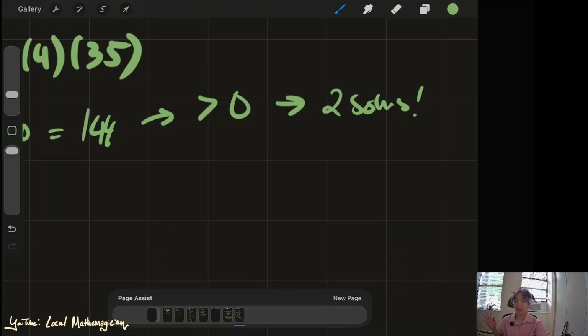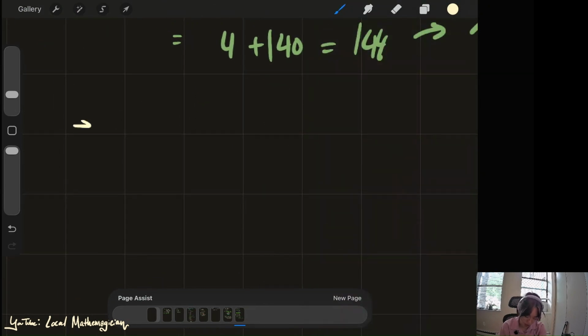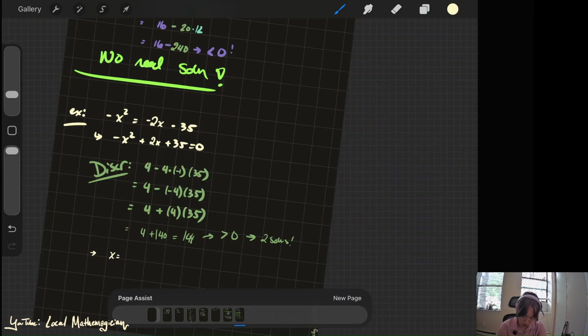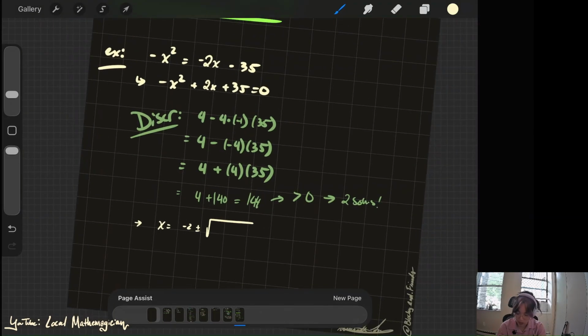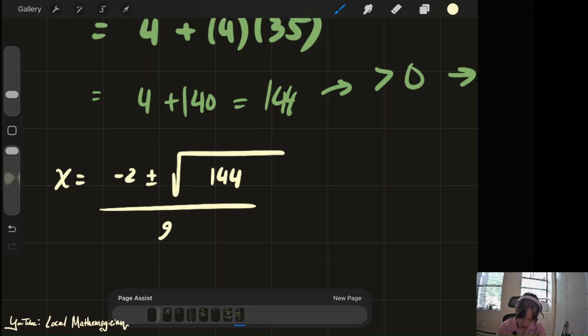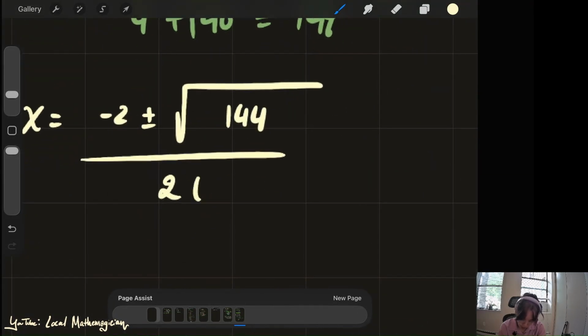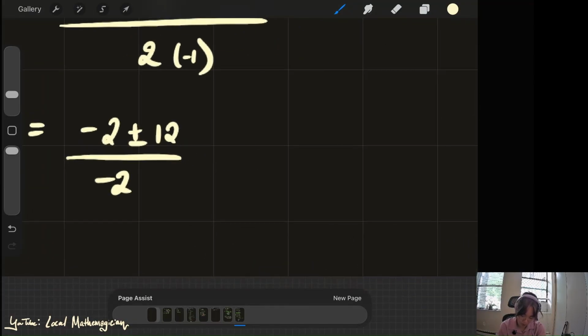Great. And if we have 2 solutions, we can use the quadratic formula and you can say x is equal to -b, which is -2, plus or minus the square root of b squared minus 4ac. We've already established that that's 144, all over 2 times a. A is -1, just like that. And then you have -2 plus or minus square root of 144 is 12, all over -2.